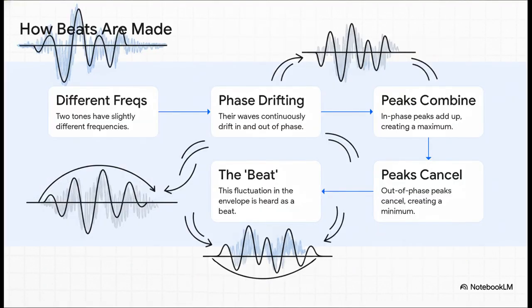So how does that actually work? Well, it's kind of like a dance between two tones that have slightly different frequencies. As their waves travel through the air, their peaks sometimes line up perfectly, and when they do, they reinforce each other and the sound gets louder. But then they start to drift apart, and eventually, a peak from one wave will meet a valley from the other, and poof, they pretty much cancel each other out into silence. This constant cycle of getting louder and then quieter is that rhythmic pulse we hear as a beat.